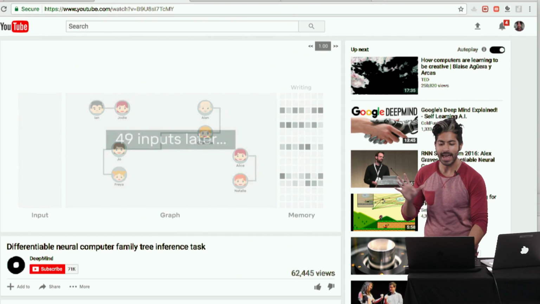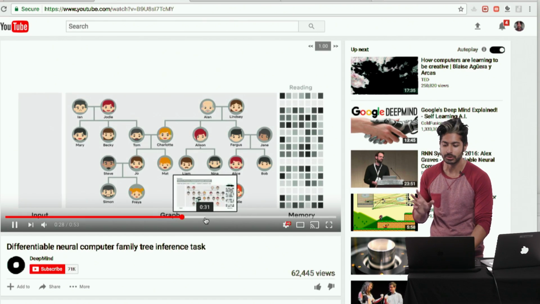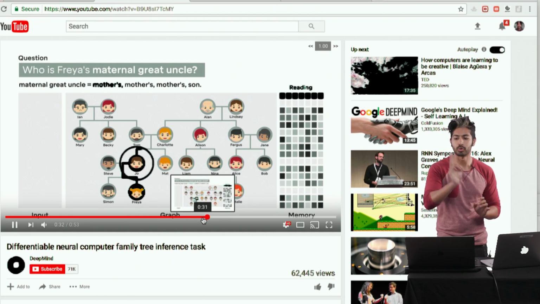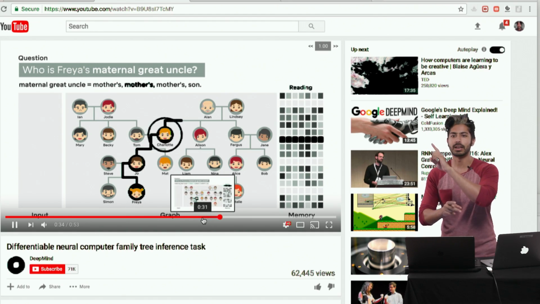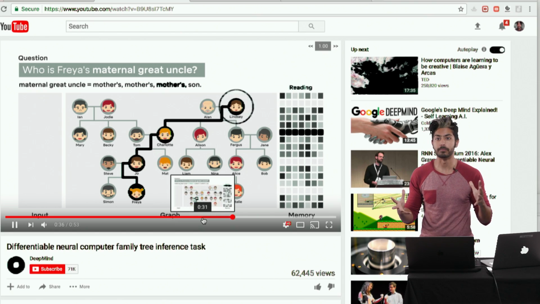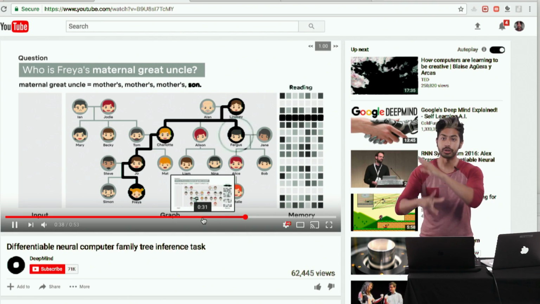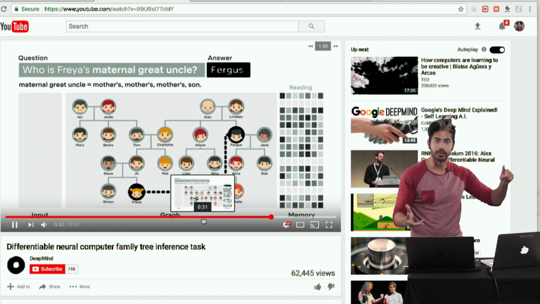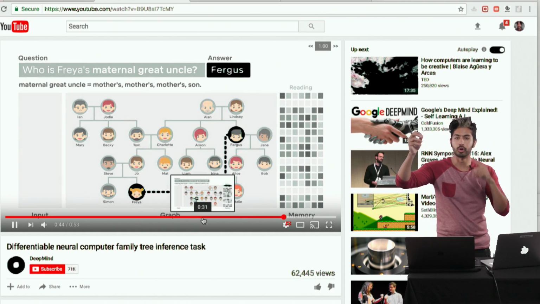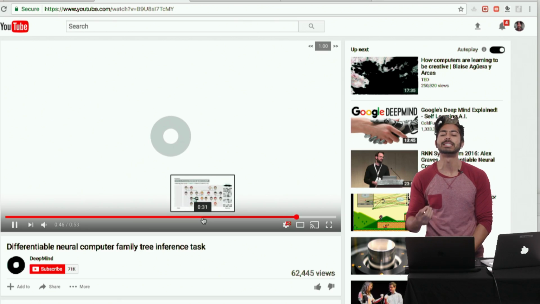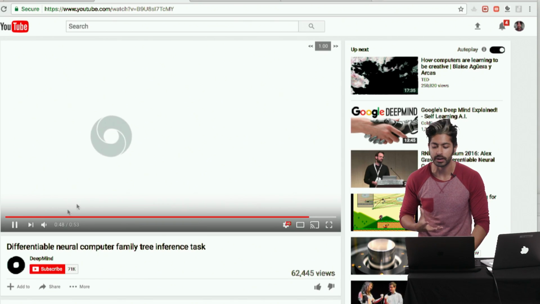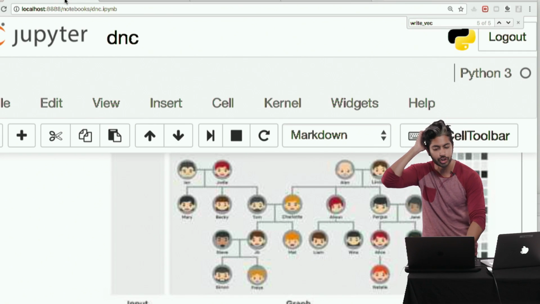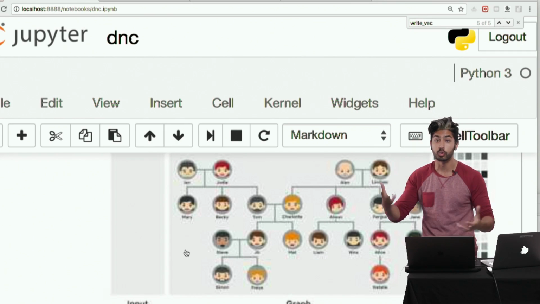Okay, and then once it had those associations, 49 inputs later, then you could say things like, who is Freya's maternal great uncle? And because it's a graph problem, it took this natural language and constructed a graph out of it. Then it's just a graph problem, right? It can just traverse the graph to find who Freya's maternal great uncle is, even though we didn't explicitly tell it who that uncle was. Okay, so it can do multiple things, right? It's not just language, it's also graph construction.